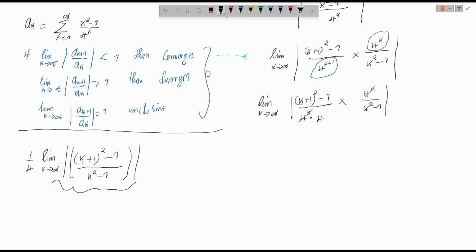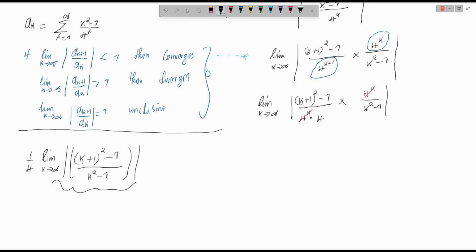In this case the numerator is a quadratic function, and the degree of the highest power of this quadratic is k squared, and it's the same thing in the denominator. The highest power of the degree is also k squared. And when you're looking for the limit as a function tends to infinity, what is most important is the function with the highest degree, right? You need to really understand this.